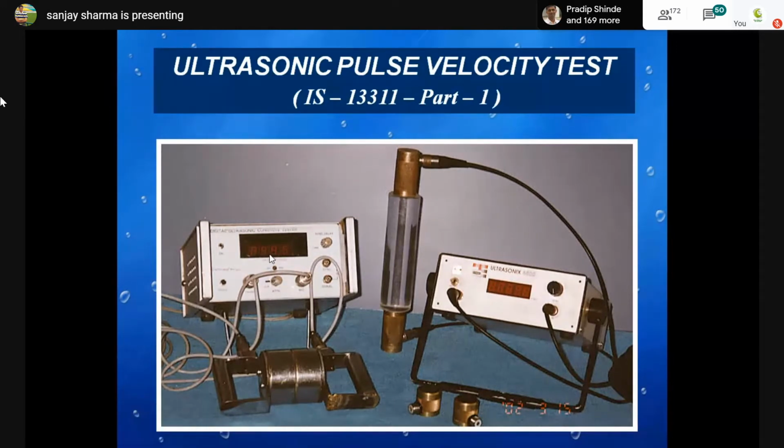If it is a beam of, say, 300 mm, we keep one probe at one end and the other probe at the other end. One is the transmitter and the other is called the receiver, and the time taken to reach the receiver is noted down. The property of these waves is that they cannot travel through any void, crack or honeycombing, so they take a longer path.